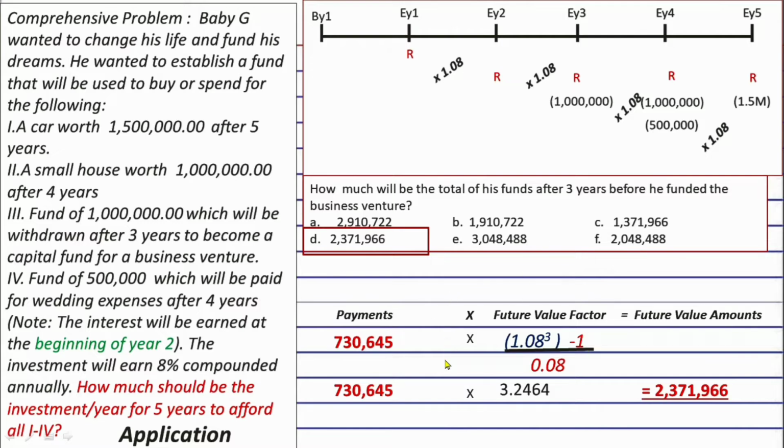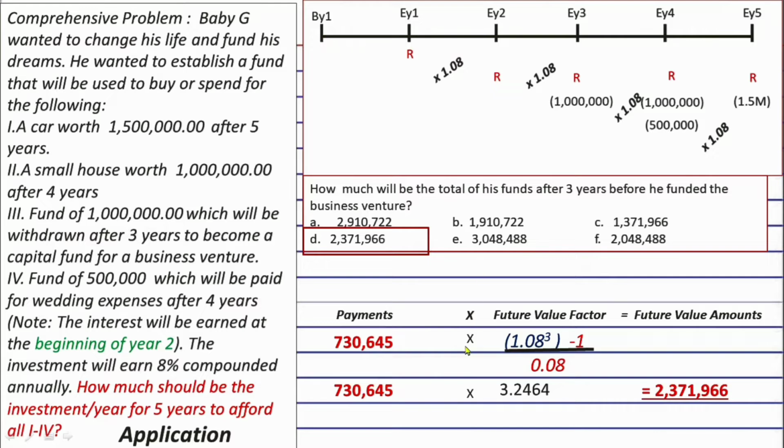Because imagine if the comprehensive problem states that instead of this, baby G is to invest 730,645 per year for, let's say, 30 years. And then the question is, how much is the balance of the investment at the end of, let's say, end of year 23? So using this format, you can change the n only to 23 and you're gonna get the answer already, instead of drawing a timeline and starting from year 1.